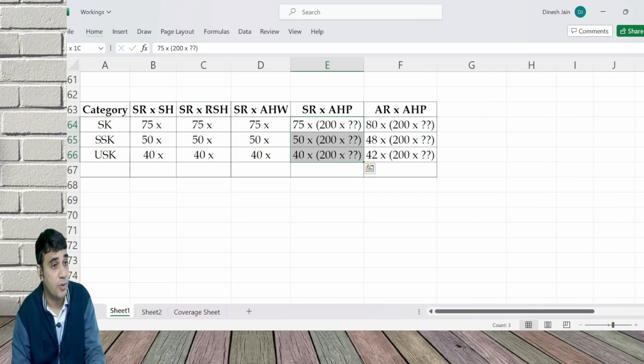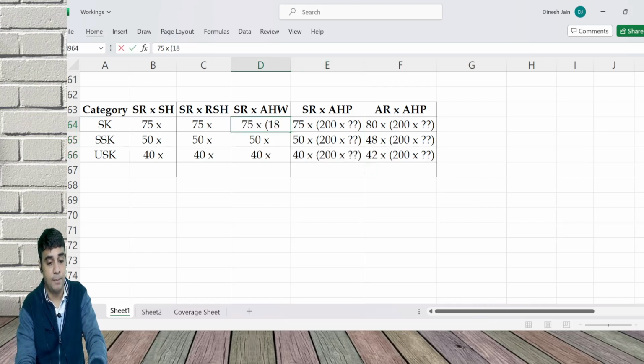AHW is also given in the question. How much is the idle time loss? 20 hours, which means 180 hours per employee. 180 into, again, the problem for me is this only. I don't know the number of people. We don't know the number of people, so because of which we are kind of stuck.